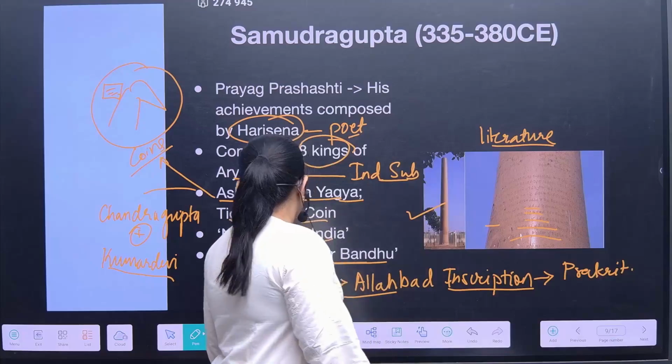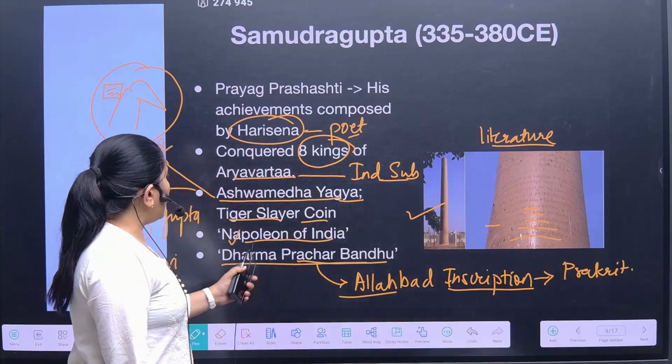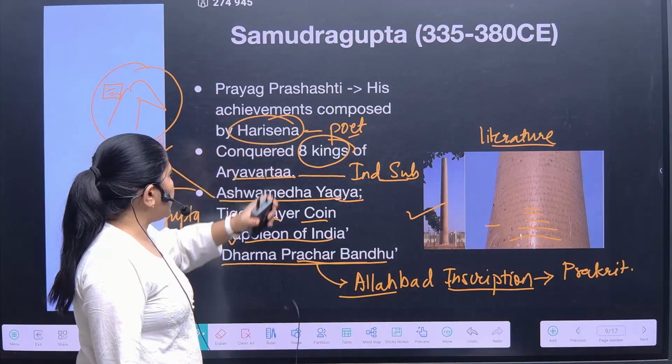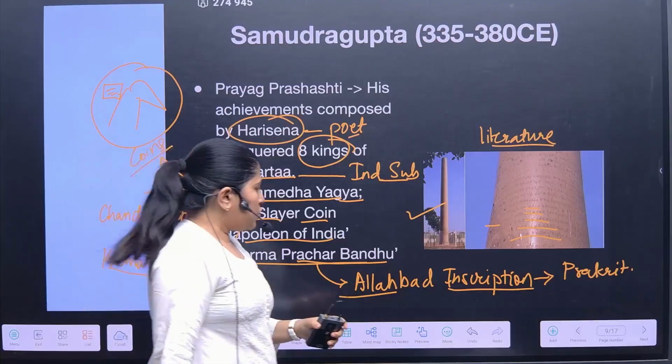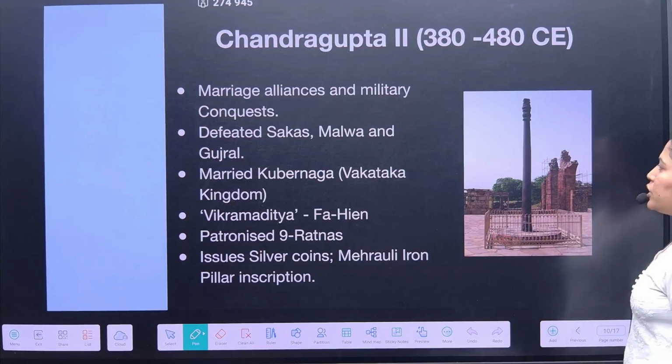Okay, so Samudragupta was known as the Dharma Prachar Bandhu. He was also known as the Tiger Slayer. He was also known as the Prayag Prashasti. Okay, so let's go on to the second ruler, that is Chandragupta II.